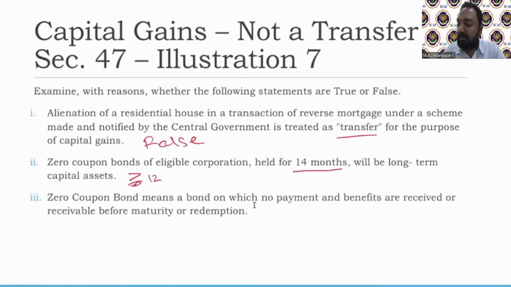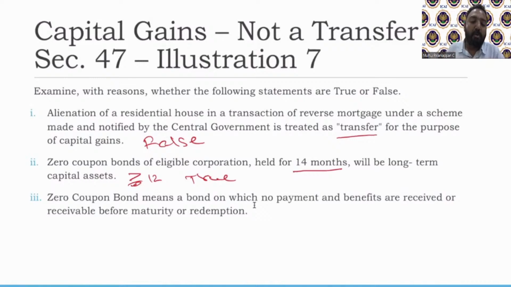So this will be true because it has been held for 14 months. Hence, yes, it is a long-term asset. Zero coupon bond means a bond on which no payment and benefits are received or receivable before maturity or redemption. It's actually true, but I don't know whether you have been explained about zero coupon bonds during the exempt income explanation.